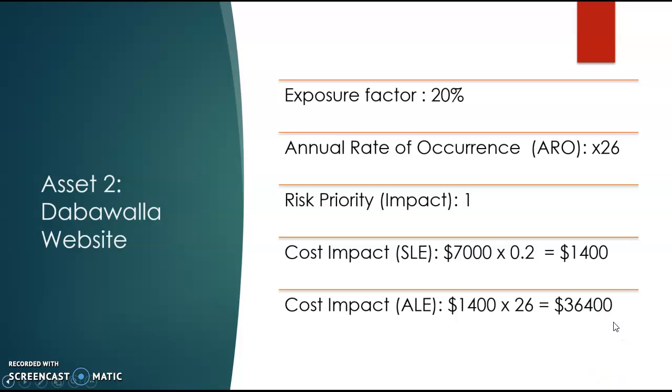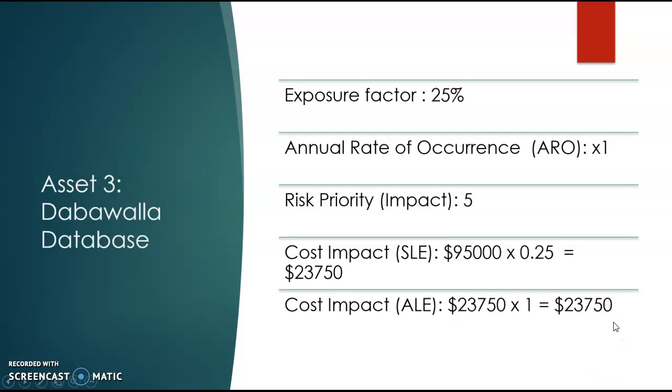Next, we'll talk about the Dabbawala database. It has a 25% exposure, which is really high, but the rate of occurrence is just 1. This risk priority is really low, it's at 5, but the SLE is very high at 23,750, and the ALE is the same.